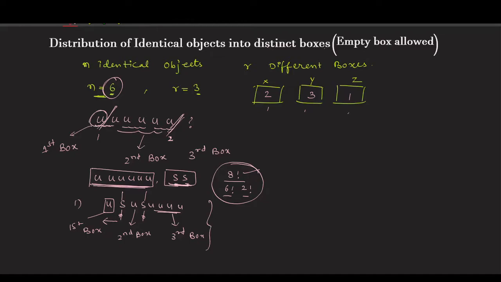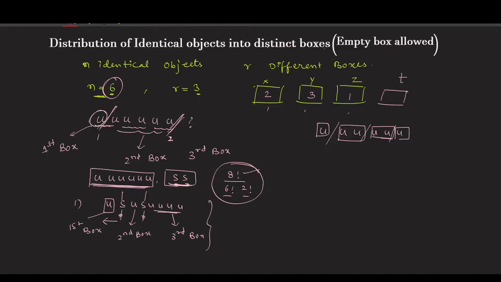For example, I have one more box extra here, a fourth box. Now I have to distribute these 6 U's into 4 boxes. So I need 3 separation symbols. You see here, I need 3 separation symbols like this. Then these U's will go to the first box, these 2 U's will go to the second box, these 2 U's will go to the third box, and the last U will go to the fourth box.